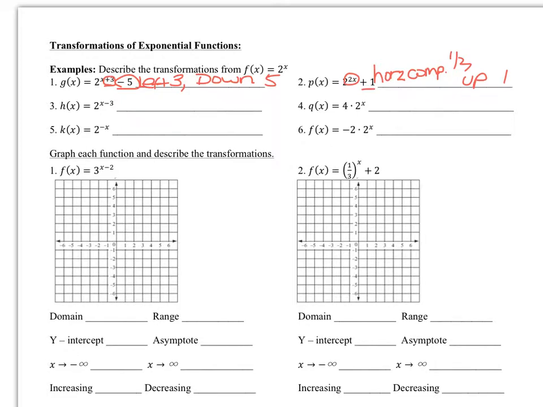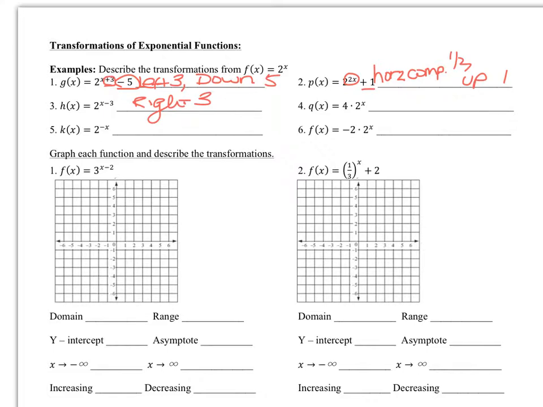Look at number 3. I have 2 to the x minus 3. So what is this minus 3 telling me? It's going right 3. This 2 in the equation does nothing because this 2 is what b is. That's the base. That's what makes this an exponential function. So this 2 isn't part of the transformation. It's part of the equation. So I want you to go ahead and pause this video, and do 4, 5, and 6 on your own, and then unpause it, and I'll go over the answers.